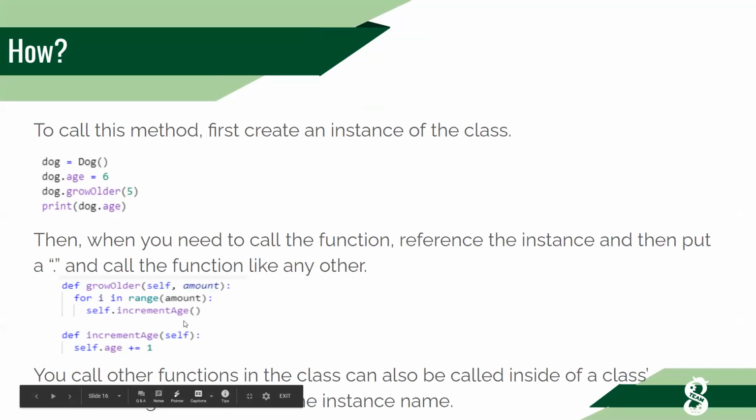So if I have 2 functions, such as in this dog class, which has the grow older function, if I added an increment age function, which changed the age by 1, I could also call that in the grow older function. So this takes in the amount and calls self.incrementAge the amount of times that the amount variable is, due to this for loop over here. So it'll run an amount of times, and then it'll call increment age. So we can show that over here.